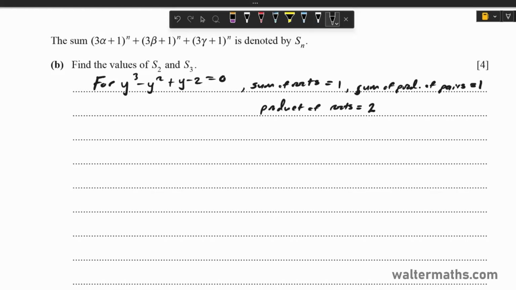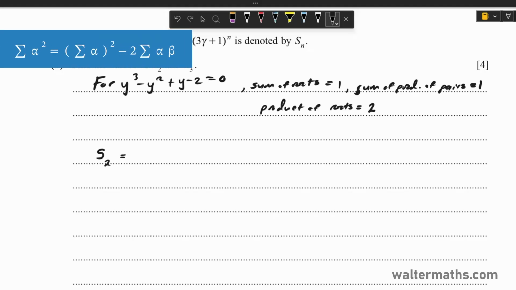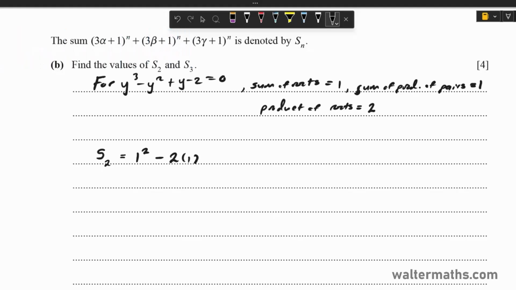So when the question says we should find sum to 2, it basically means that we are looking for the sum of squares, all right? And we know that the sum of squares is the same as the sum of the roots squared minus 2 times the sum of product of pairs. So for the sum of the roots squared, that's just 1 squared, and it's minus 2 times the sum of product of pairs, which again is 1. So 1 minus 2 is minus 1.